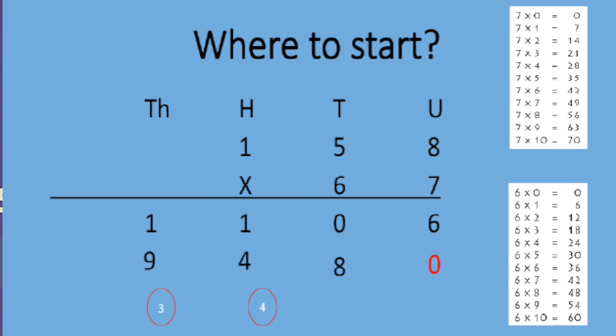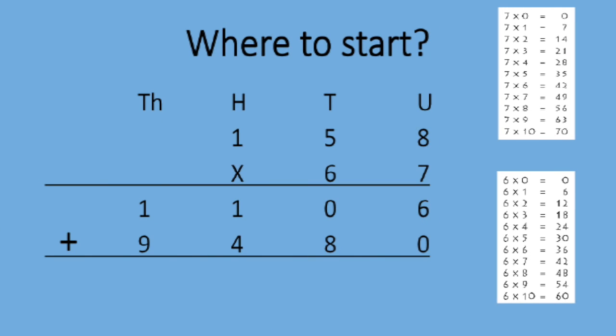So now we need to add those 2 rows together to find out the true value of the calculation. So 6 add 0 is 6, 0 add 8 is 8, 1 add 4 is 5, and 1 add 9 is 10. So what we've looked at and dealt with in this video is how to multiply.